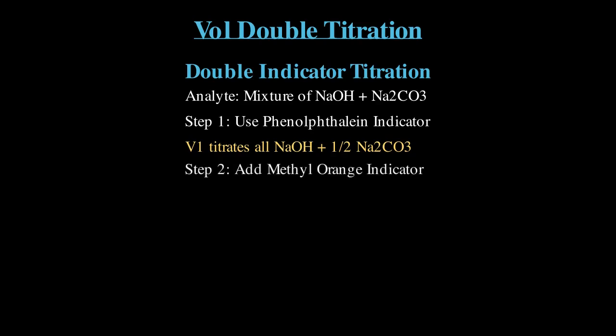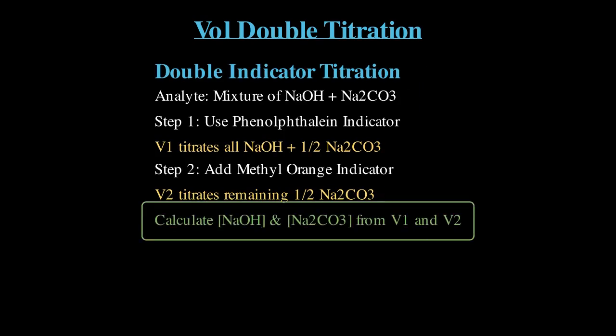Then, we add a few drops of methyl orange to the same solution and continue titrating. This second titration, using an additional volume V2, neutralizes the bicarbonate. By analyzing V1 and V2, we can calculate the concentrations of both original components.